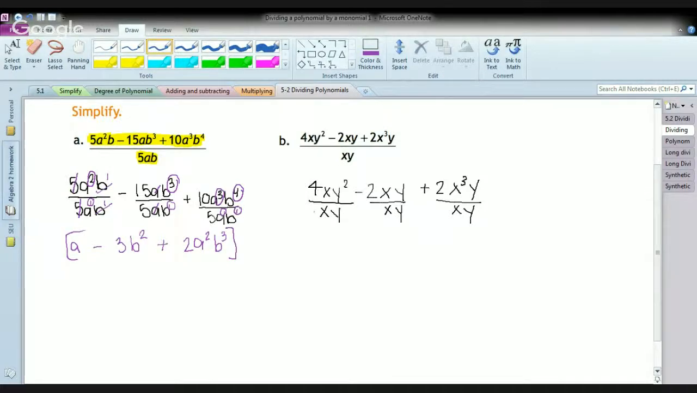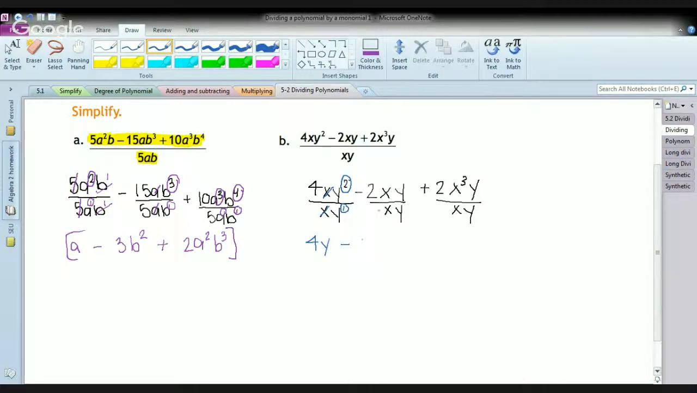I'm going to say, okay, 4 divided by 1, well, that's just going to be 4. Then I have an x on the top and an x at the bottom, so those will cancel. And I'm saying 2 minus my exponent of 1. So 2 minus 1 is just going to leave me with y to the first power.